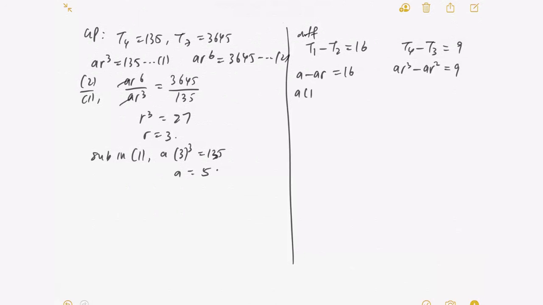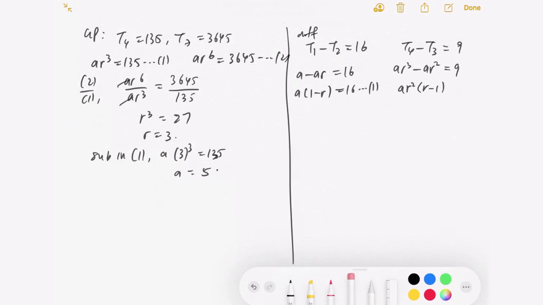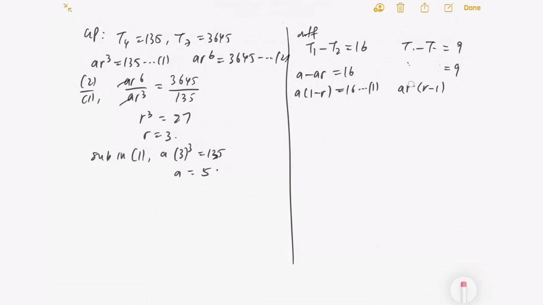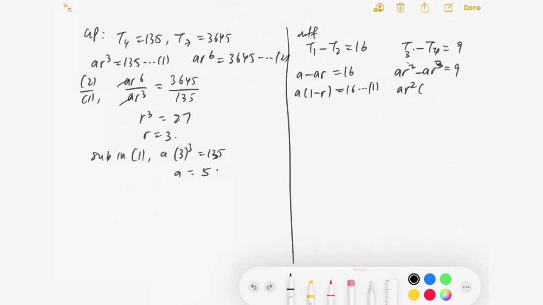Now, how do you simplify this? We can actually take out A, left with 1 minus R. This is your first equation. Here, for the second one, I think it's T3 minus T4, not T4 minus T3. Yeah, sorry, I should change this to T3 minus T4, because the term is getting smaller, not bigger, right? So this will be T3 minus T4, which is AR squared minus AR cubed. So we take out AR squared, you get 1 minus R. So this will be the second equation.